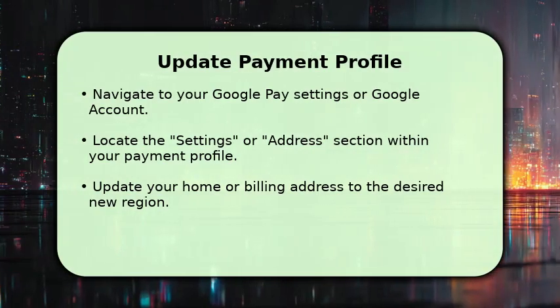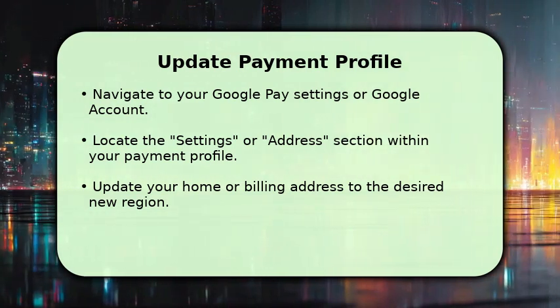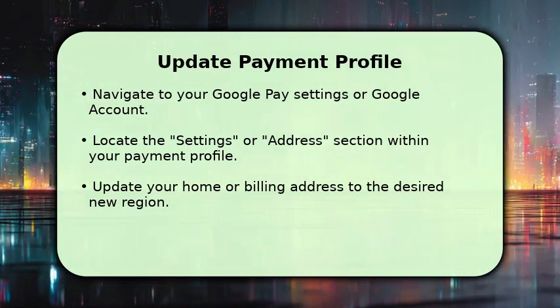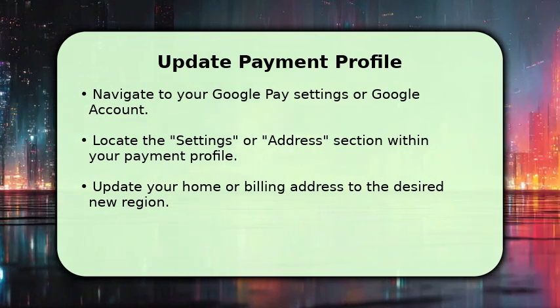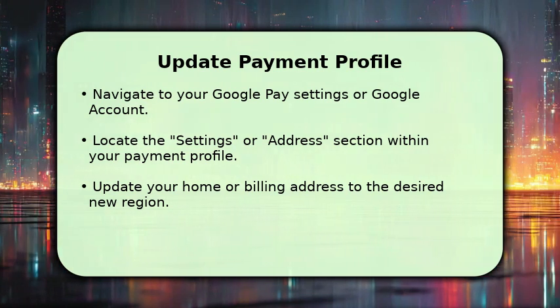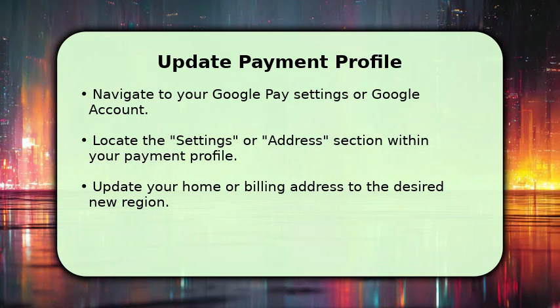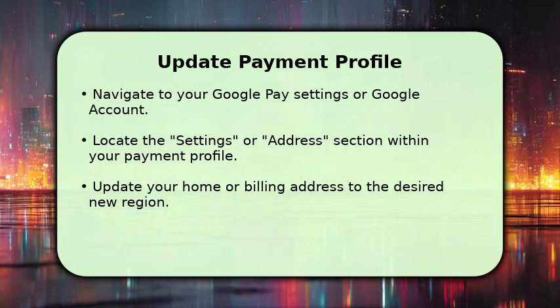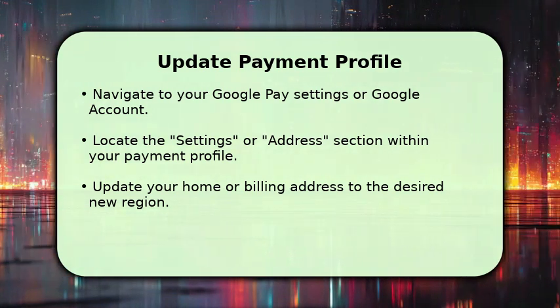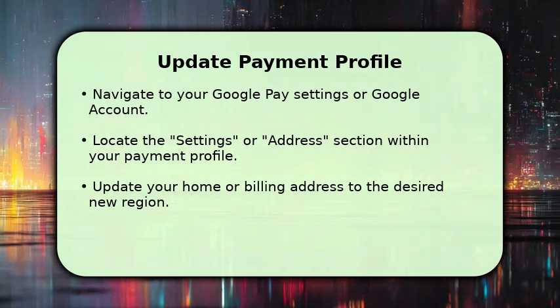To proceed, navigate to your Google Pay settings or directly to your Google account. Within these settings, locate the address or settings section under your payment profile. Here, you will update your home or billing address to reflect your desired new region. This step is fundamental for the system to recognize your new geographical location. Make sure all details are accurate to avoid any complications during the change.